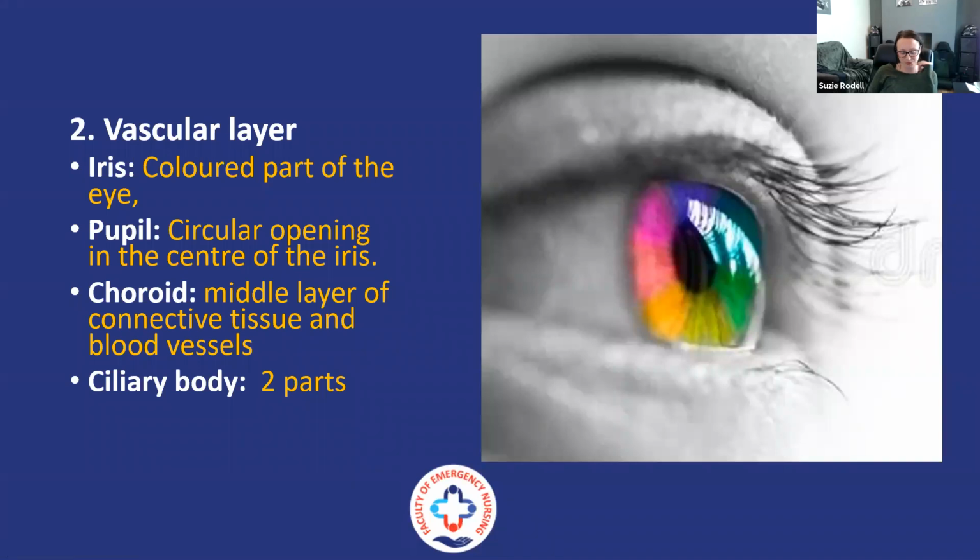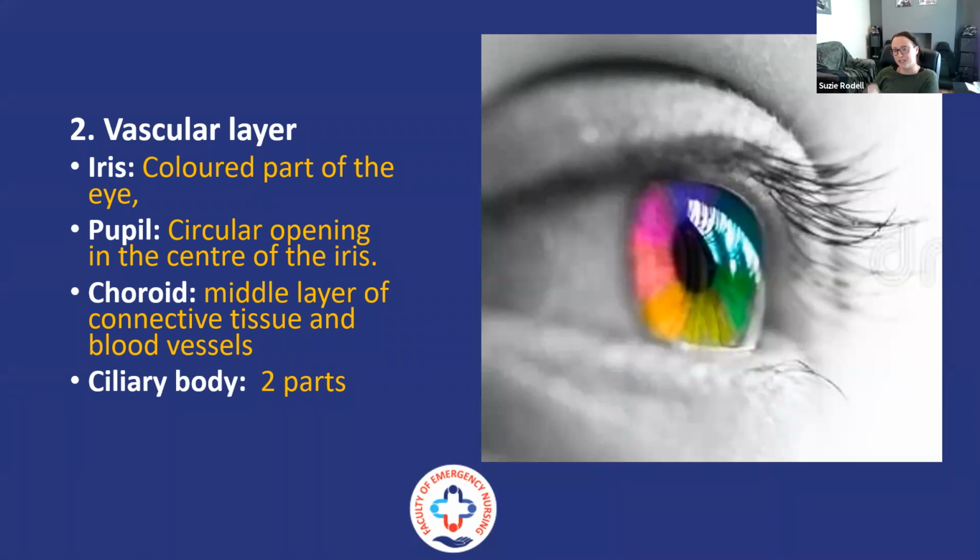Okay, so the vascular layer, which is the layer outside of the outer layer. This is made up of the iris and the pupil, the choroid and the ciliary body. I'm sure you all know what the iris is and the pupil. The iris is the colored part of the eye, the circular structure, and is actually made up of smooth muscle fibers with the aperture in the middle, which is the pupil.